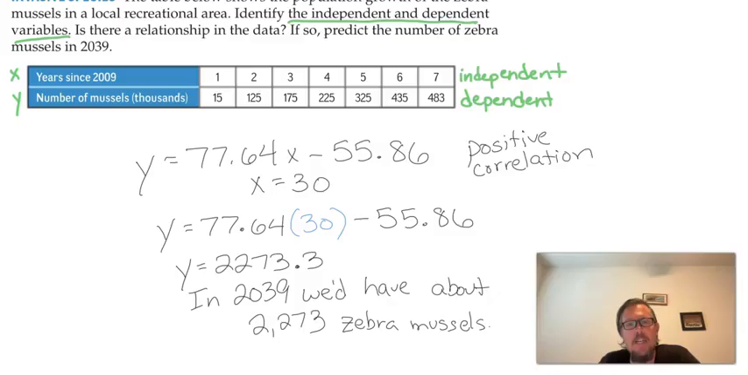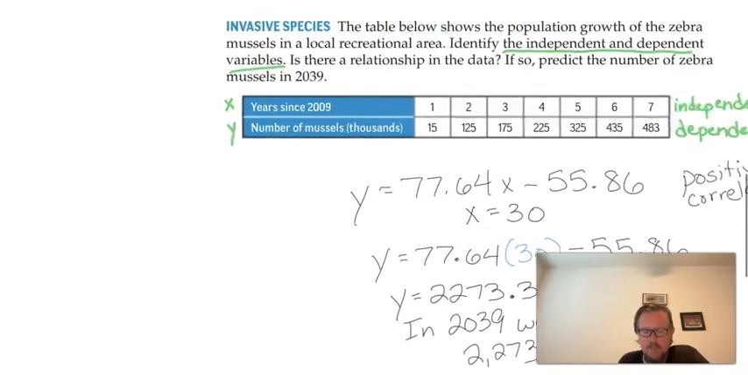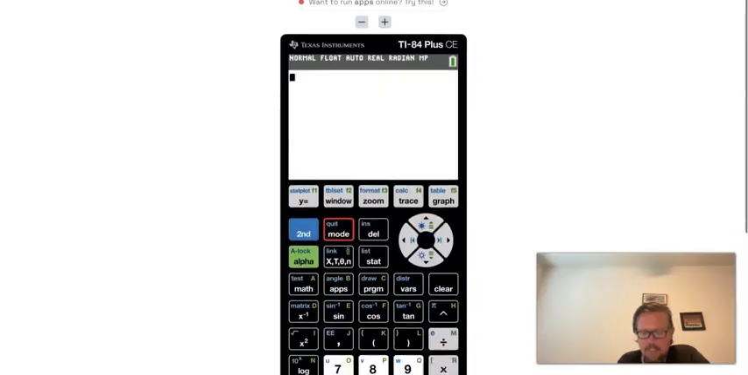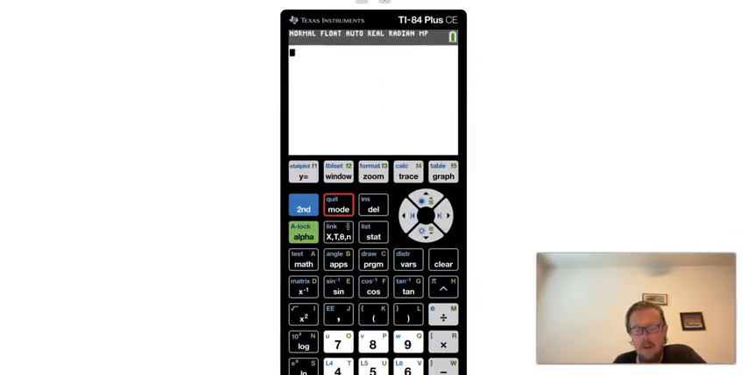But if you want an advanced calculator trick for this, I'm going to give you one little advanced calculator trick. It'll take me about 45 seconds to show you. Our equation here was rounded. 77.64 was rounded and negative 55.86 was rounded. It turns out you can actually put this directly in the calculator without rounding.